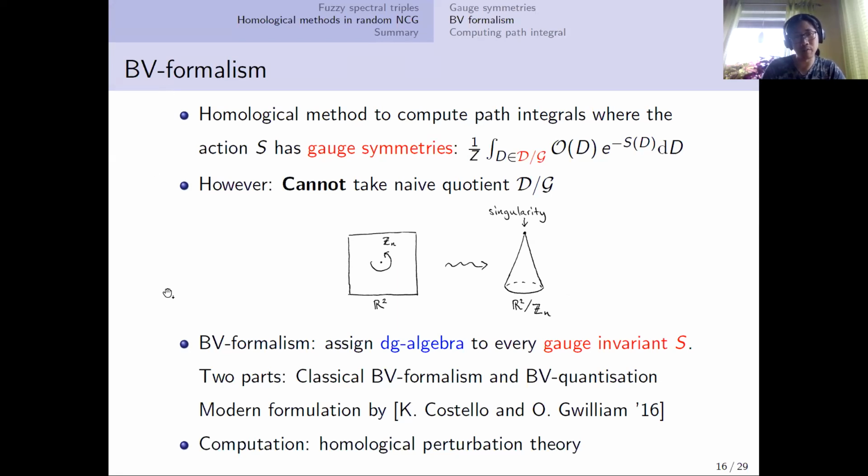So like I said, the BV formalism is a homological method to compute path integrals. But what does it do? Well, it assigns a DG algebra to every gauge invariant action S. It can be split roughly in two parts, one classical BV formalism and a part which is BV quantization. We will more or less follow the modern formulation by Costello and Williams. This can be found in either Williams' thesis or the books written by them. And the way we will compute this path integral is using homological perturbation theory, which I will mention a bit more about later in the talk.